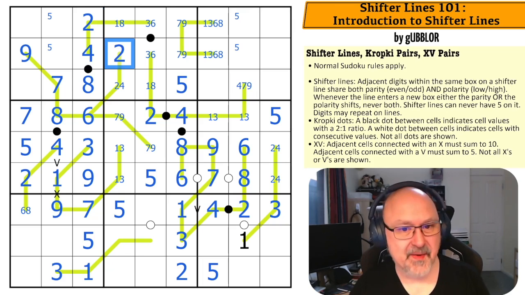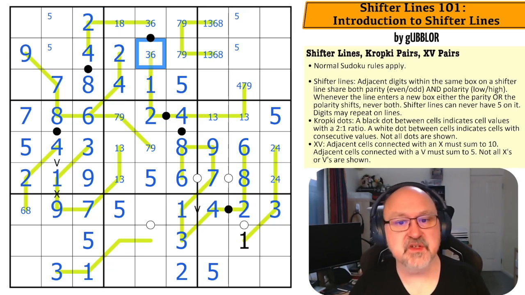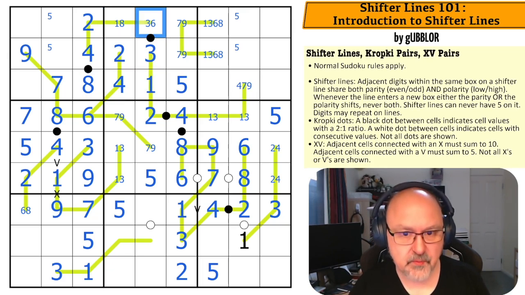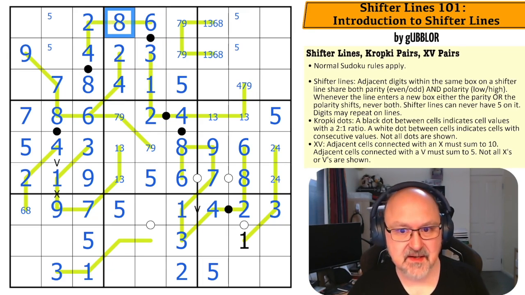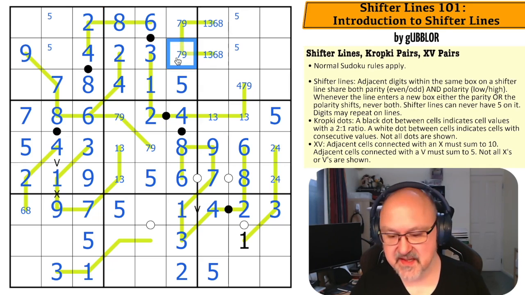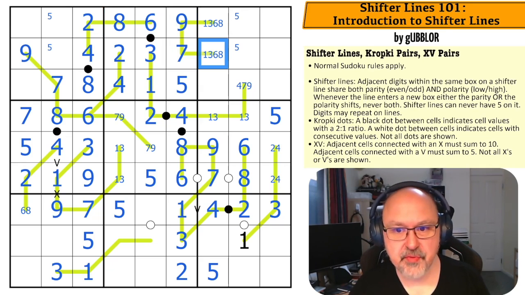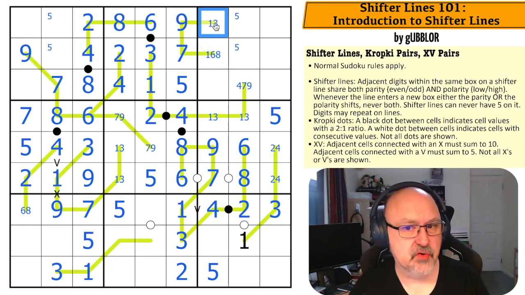The 4 looks over making this 2 and this 4. This is really nice. The 8 made this the 1, which makes this the 3 because of the line, which makes this 6 and this 8. The 9 looks across making that 7 and that 9. Now there's no 3 here. There's no 6 or 8 there. This is 1, 3.